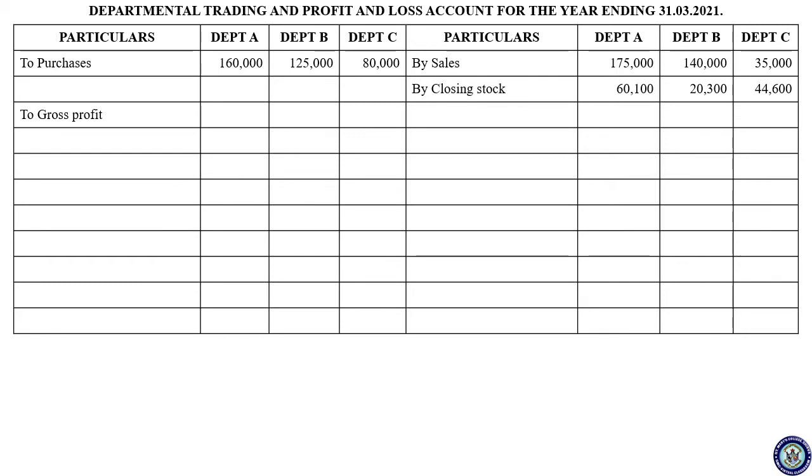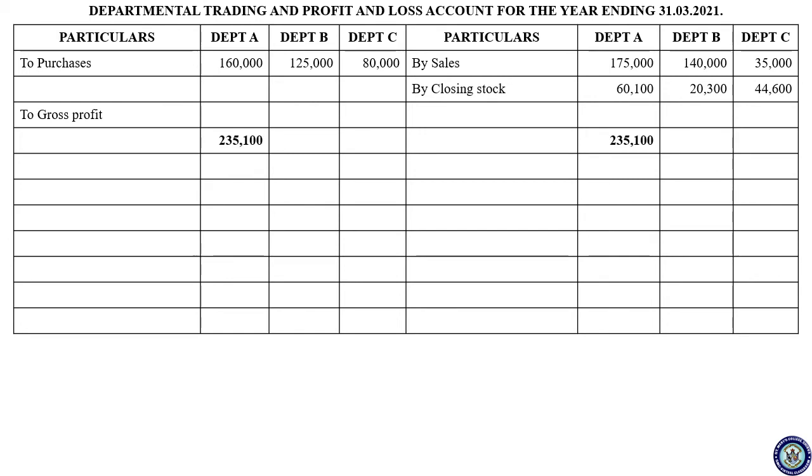So next, that is gross profit or gross loss. Okay, so first you write to gross profit. Now you do the total of department A. Your debit side total is 1,60,000 and your credit side total is 2,35,100. So department A has earned profit.